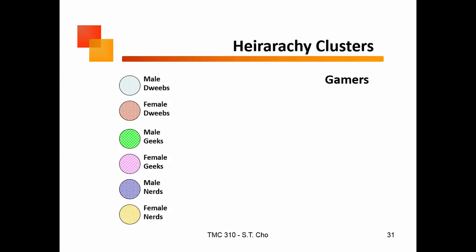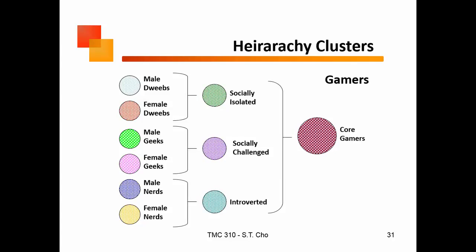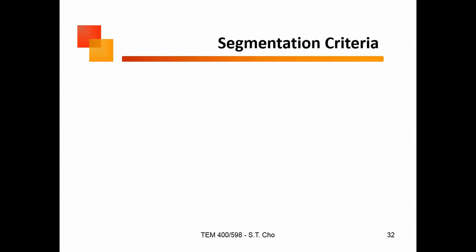Clusters can have hierarchy, meaning groups exist within groups. So what if I'm interested in gamers? I've got dweebs, geeks, and nerds, male and female. I could say the male and female geeks form a group that I call socially isolated. Geeks are socially challenged, and the nerds are people who are introverted. If I combine all of them, I can define that as core gamers. I could take any one of those parts and call it a segment, but they exist within each other. So it's called a hierarchy.